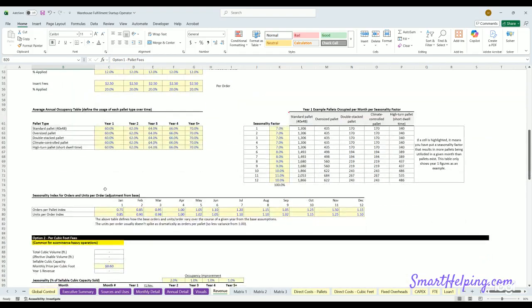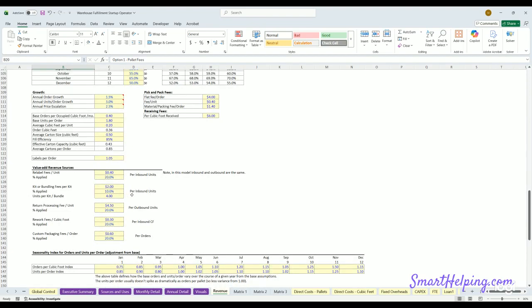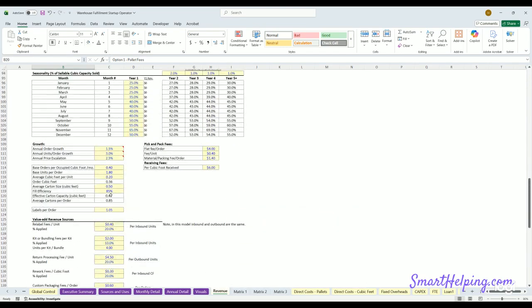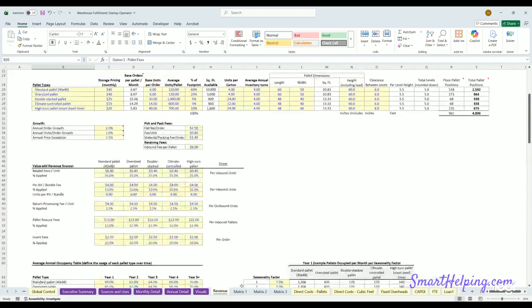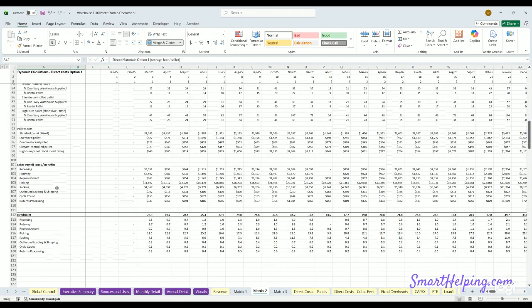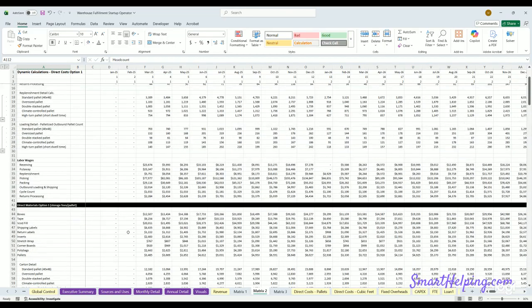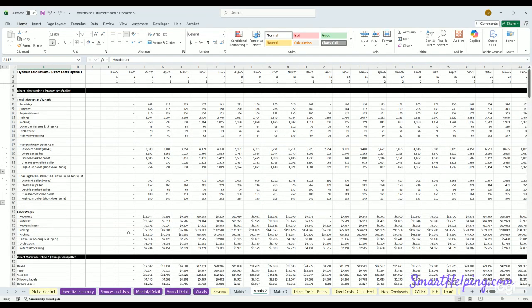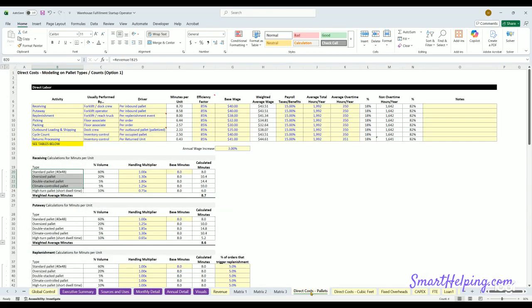Before I go to option 2 and explain this, which is a bit more simplified, I'd say, let's go to direct costs. So direct costs are found, the calculations are in matrix 2. So you can see here we've got direct labor, direct materials costs, and then there's payroll taxes for those direct labor items, and headcount for sanity checking based on hour capacities per labor type. But to calculate this, we have assumptions, which is where our direct costs pallets tab comes in.